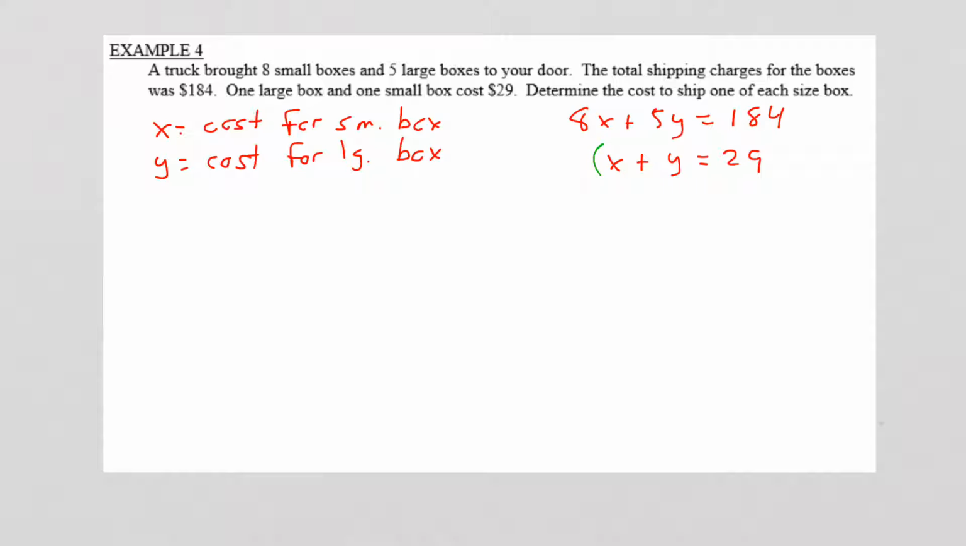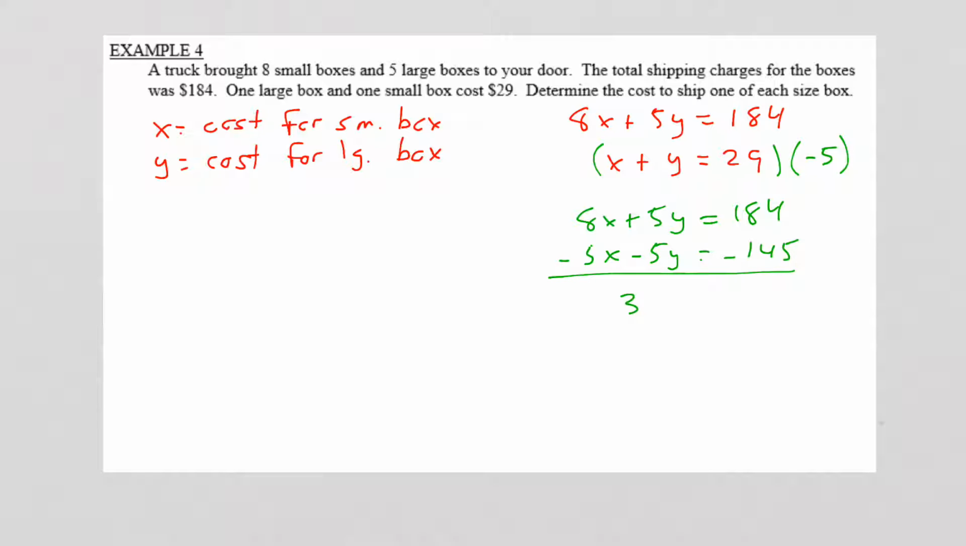So again, solving this, I'm going to keep the first equation the same, and I'm going to multiply the second equation by -5 in order to eliminate the y. So I have 8x plus 5y equals 184. The second equation becomes negative 5x minus 5y equals negative 145. Adding these together, I get that 3x is going to equal 39. So I know that x is going to equal 13.